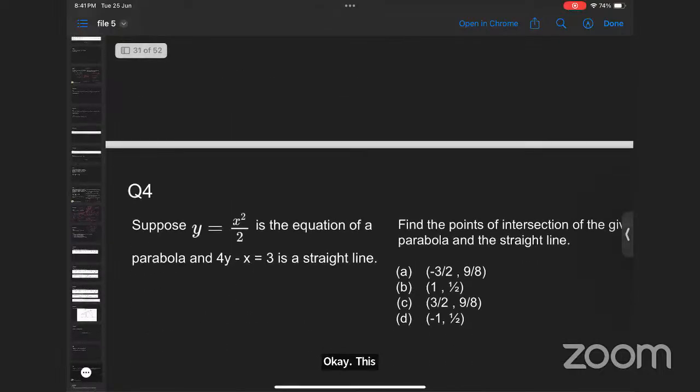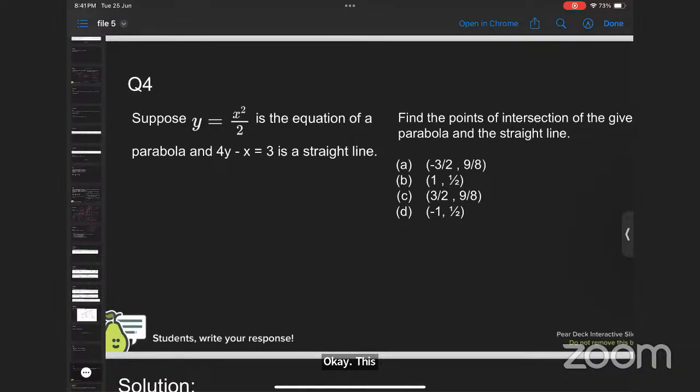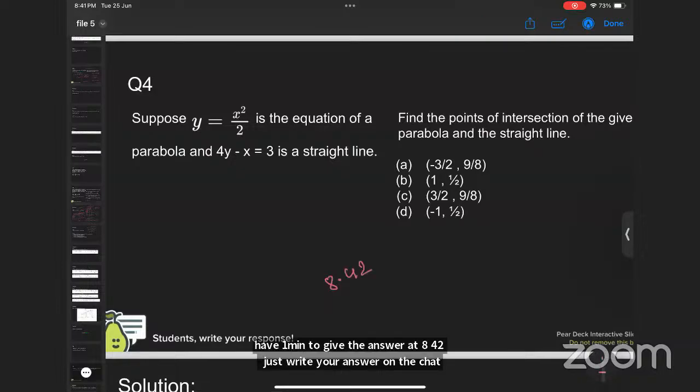This is the next question. You have 1 minute to give the answer. At 8:42, just write your answer on the chat box. Don't create any mess by unmuting yourself, okay? Just write the answer on the chat box.